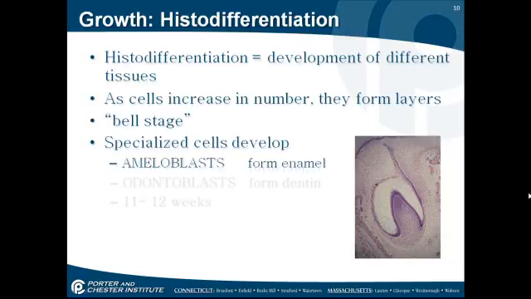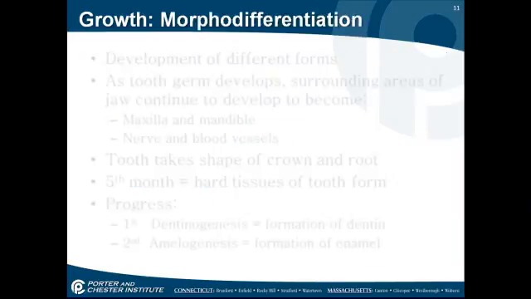Ameloblasts develop. Those types of cells form the enamel. Odontoblasts form the dentin, and this occurs between 11 to 12 weeks. This is sort of starting to look a little bit more like a tooth. A suggestion of a tooth, anyway.